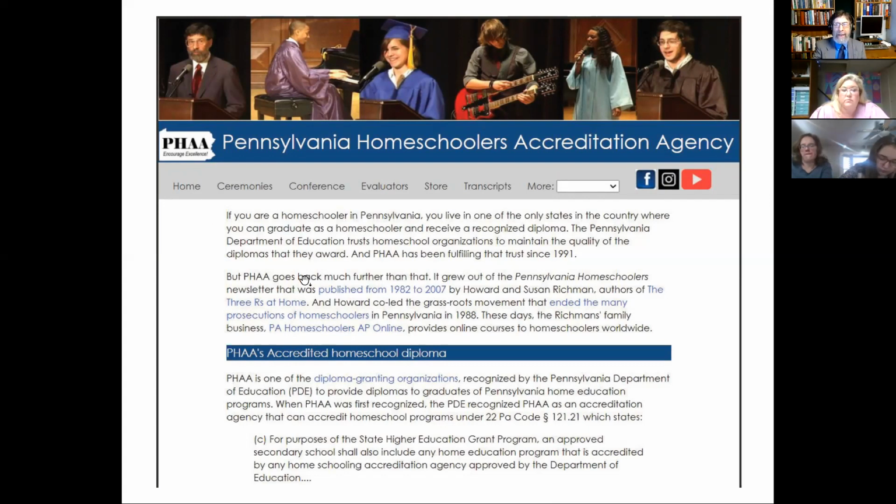The opening page tells a lot about the PHAA program, and it has great links to other things, including the PHAA graduation ceremonies, the conference that we're doing right now, how to find PHAA evaluators, and getting into the store. That's the place where you can order things. You can join PHAA there, get the diploma there, and more includes some of the forms. So this is the basic website page.